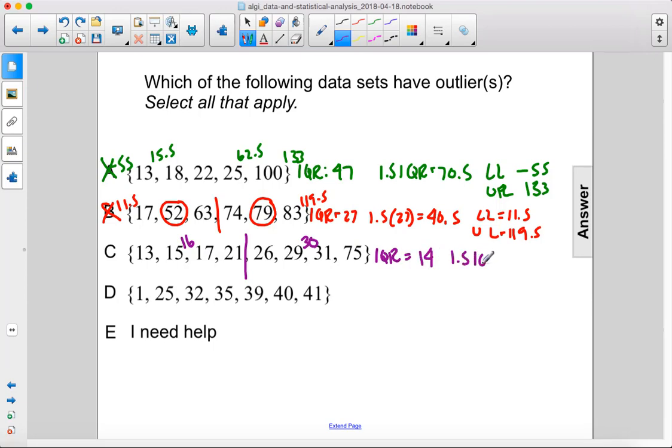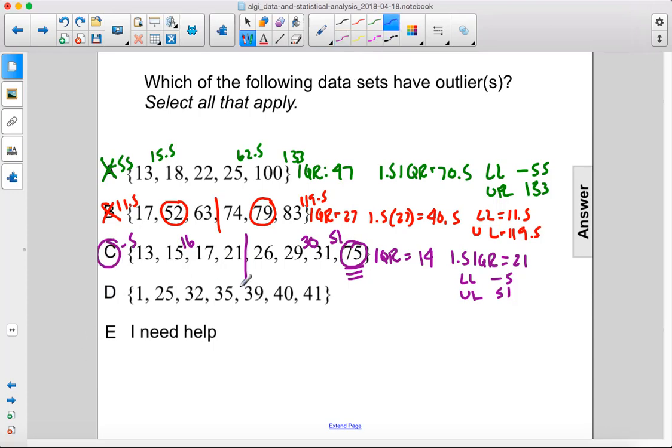1.5 IQR equals 21, giving us a lower limit of negative 5, which is below the lowest number here, so there's no outlier there, and an upper limit of 51. So 75 here is an outlier, so C has an outlier.